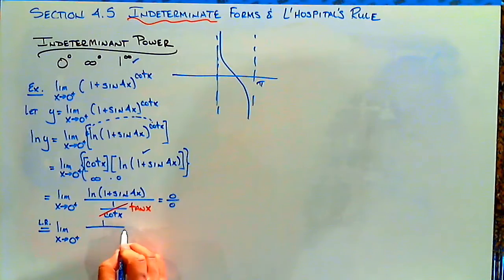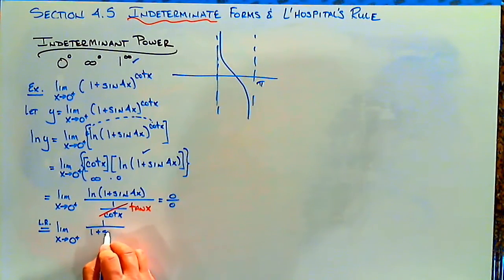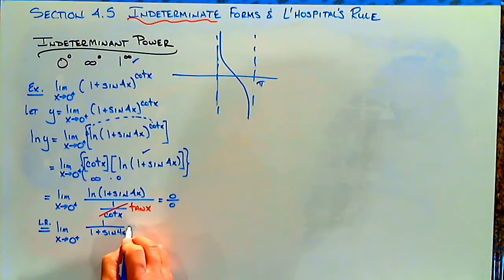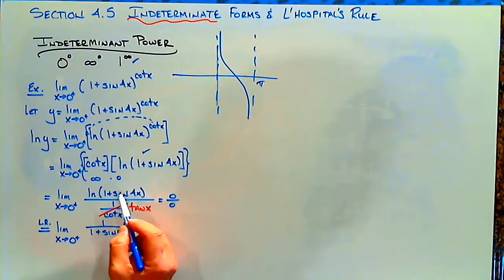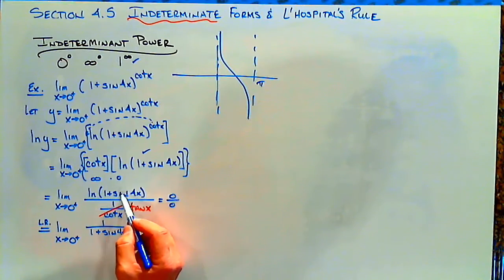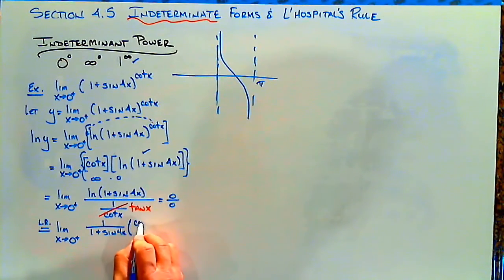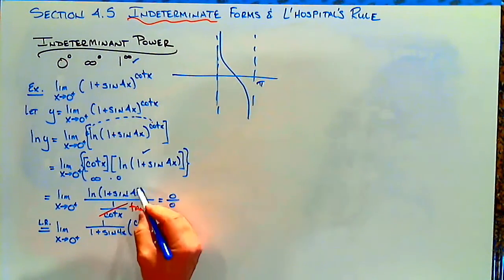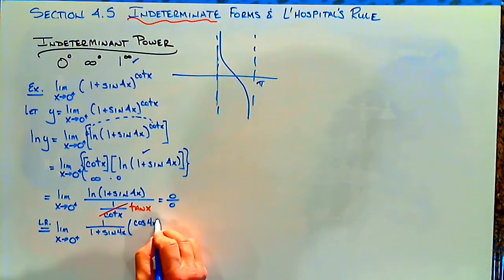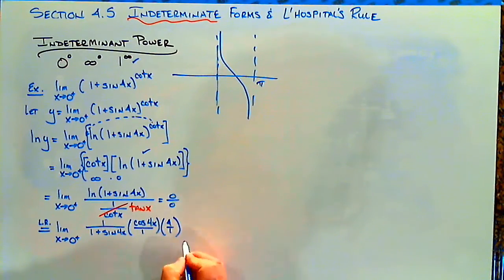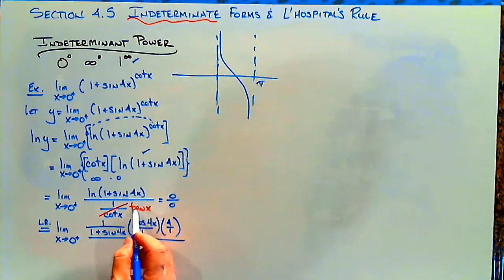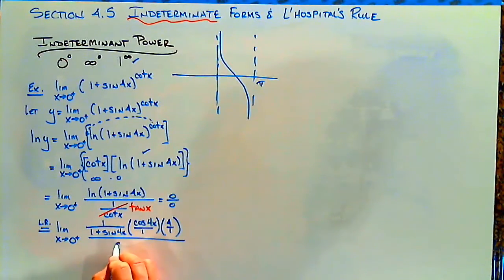We have to take the derivative of the natural log of the quantity 1 plus sine 4x. That's going to be 1 divided by 1 plus sine 4x, right? Times the derivative of what's inside. Chain rule, the derivative of what's inside is the derivative of 1, that's 0, plus the derivative of sine 4x, which turns out to be cosine of 4x times the derivative of what's inside there, so we multiply that by 4, right? And of course, all those are in the numerator. Now, what do we get in the denominator? We take the derivative of tangent. The derivative of tangent, of course, is secant squared x.